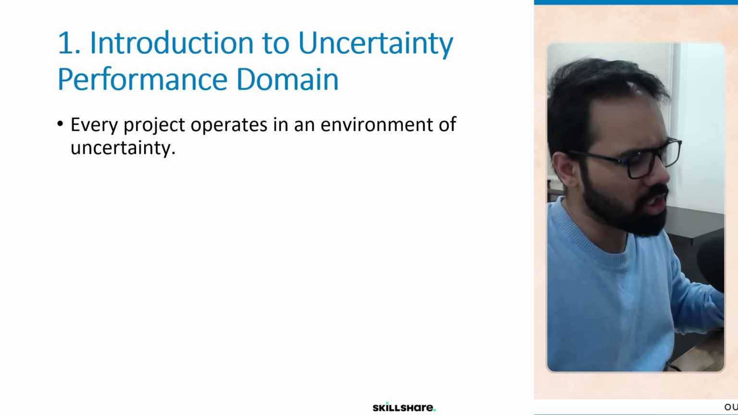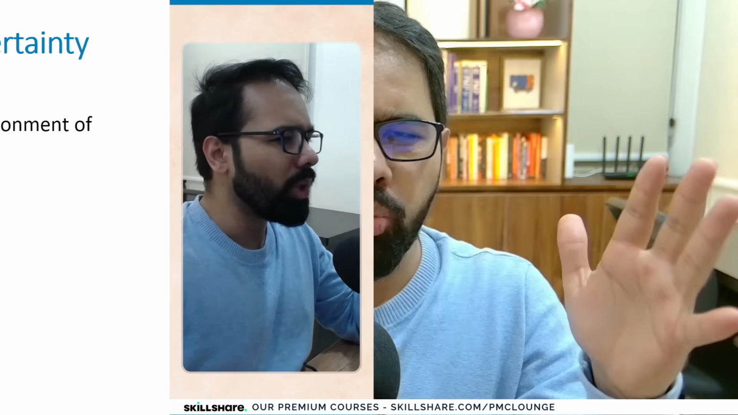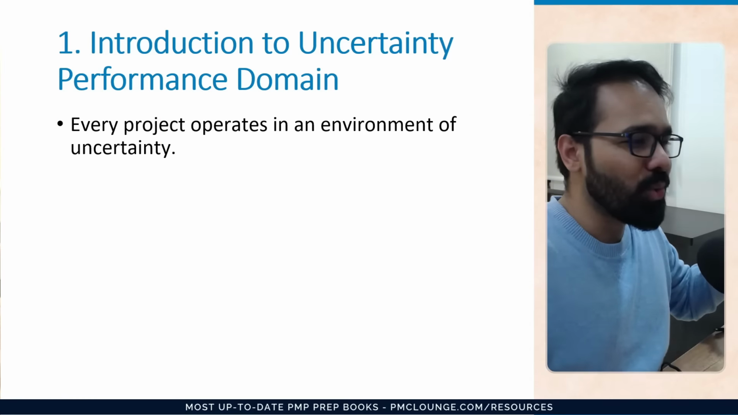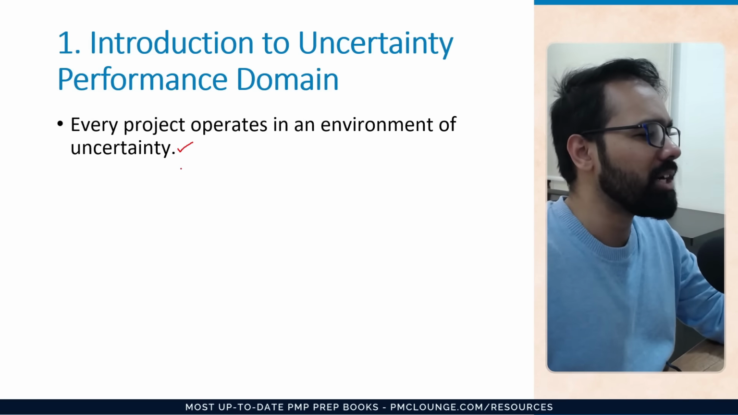Now, every project operates in an environment of uncertainty. This is a very important point, and I keep saying that project management is a lot about change management because you are introducing a change, you are bringing about a change in your current environment, and you have to bring that systematically. How do you bring it in a controlled manner? That's what project management is all about. So when you're bringing about a change, things can go wrong, right? And this is why projects operate in an environment of uncertainty.